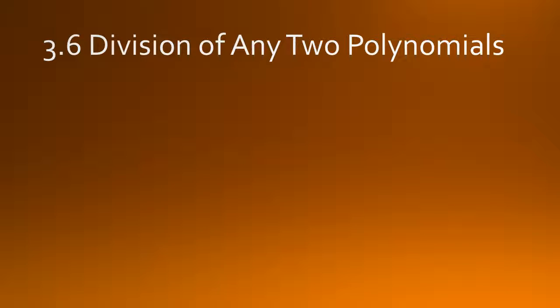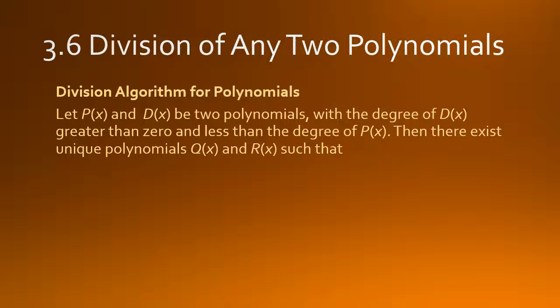Okay, division for any two polynomials. We have a division algorithm that says, let p of x and d of x be two polynomials with the degree of d of x greater than 0, but less than the degree of p of x. Then there exist unique polynomials q of x and r of x such that p of x divided by d of x equals q of x plus r of x over d of x.